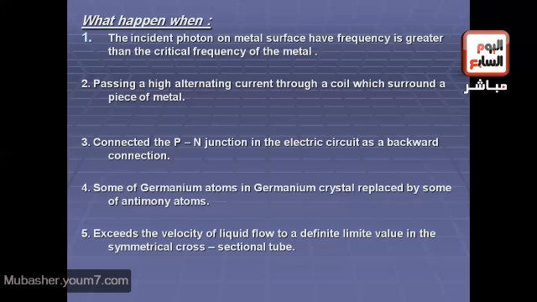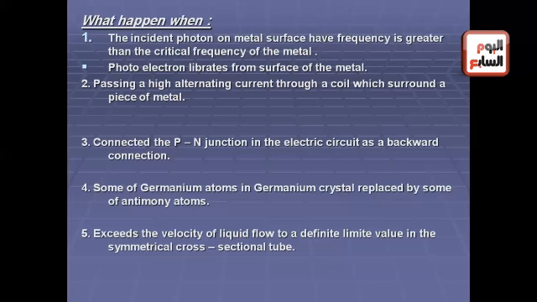Number 1, the incident photon on a metal surface has a frequency greater than the critical frequency of the metal. What happens if the photon falls with frequency greater than the critical frequency? That's right, photoelectric current will be produced, or photoelectrons will be liberated from the surface of the metal. The same answer, it is the same.